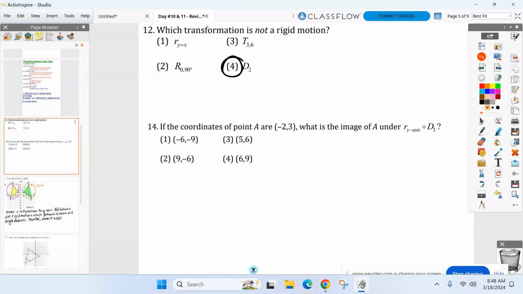It'll result in something similar, right? Similar figures, but not congruent. All right, go ahead, go to 14 for me, please. On 14, we have to go over compositions.